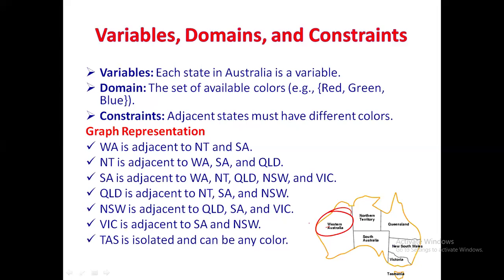Several heuristics help optimize this process. Minimum remaining values, MRV, selects the states with the fewest available color choices first. The degree heuristic prioritizes states with the most neighbors. LCV, least constraining value, selects the color that leaves the most options open for adjacent states. These techniques help improve efficiency in finding a valid coloring.